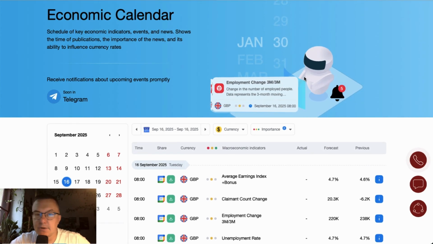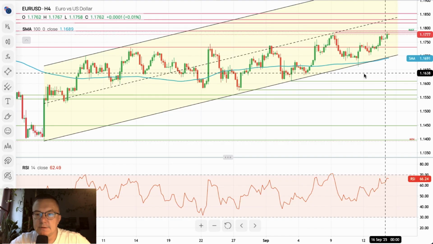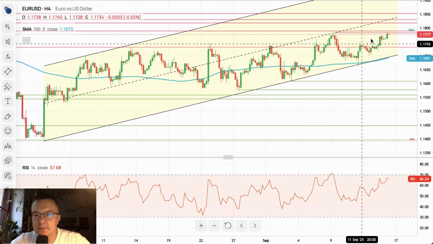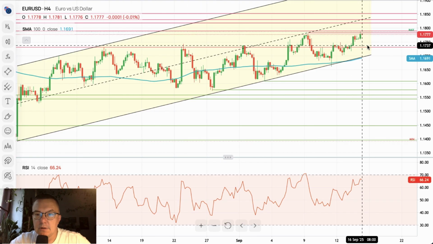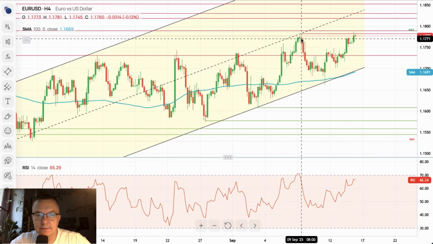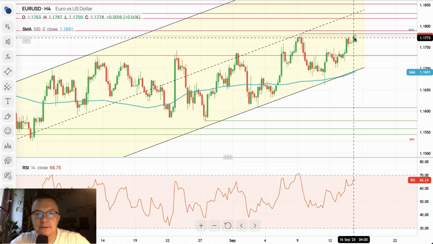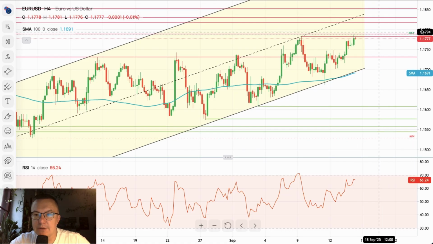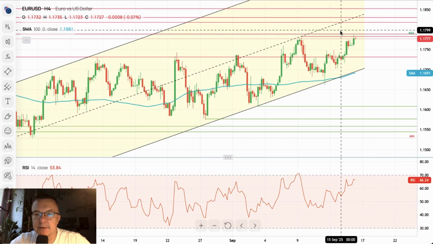We start with euro dollar. So the euro dollar bounced from the level of 1.1662, and is now testing the previous swing high level, 1.1781. Apparently it was a little bit violated already, 1.1787, so a 6 pip violation has happened. Nevertheless, there are still quite a few pips ahead of the bulls.